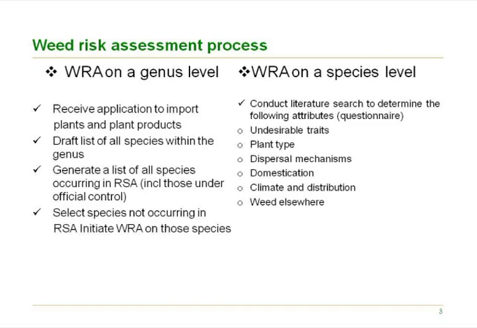This questionnaire contains 49 questions, and each and every response to those questions has a score allocated to it, ranging from -3 to 2, I think. So we ask questions on the undesirable traits that the species possesses, the plant type, whether it is a grass or any other type of plant, the dispersal mechanisms or propagules of that species, whether it has been domesticated or not, the climatic requirements and distribution of the species, or whether it is a wild elsewhere. So there are 49 questions under those attributes.